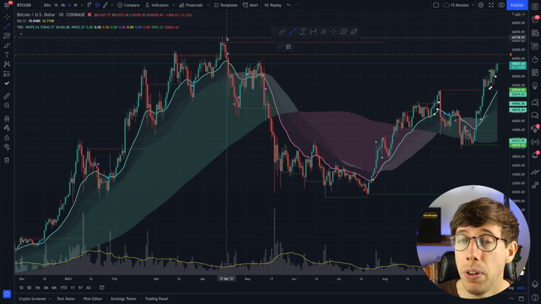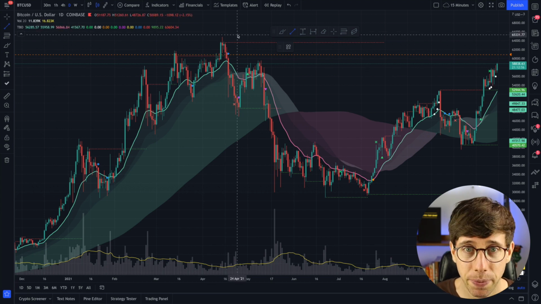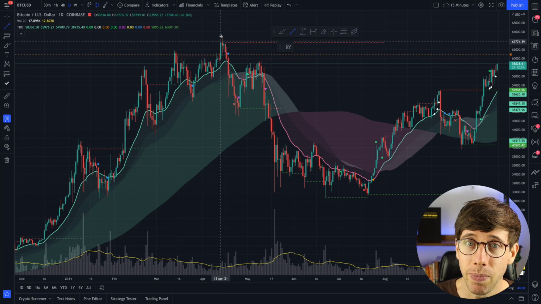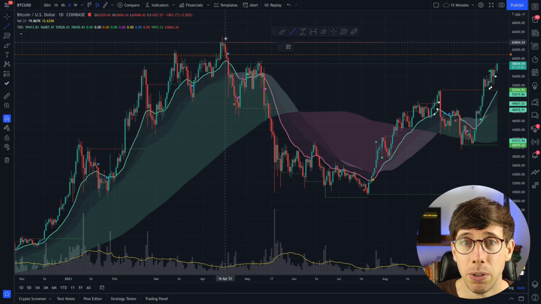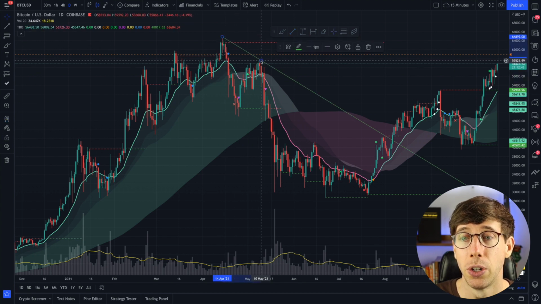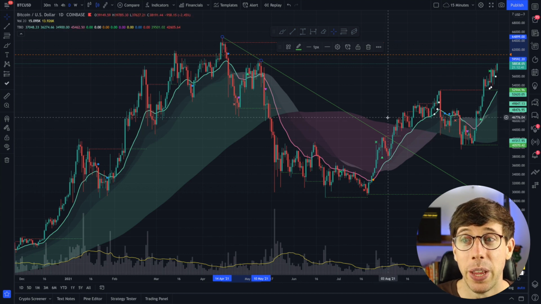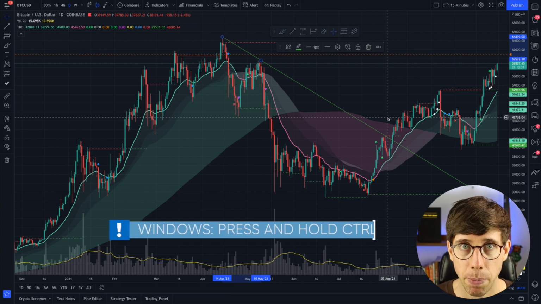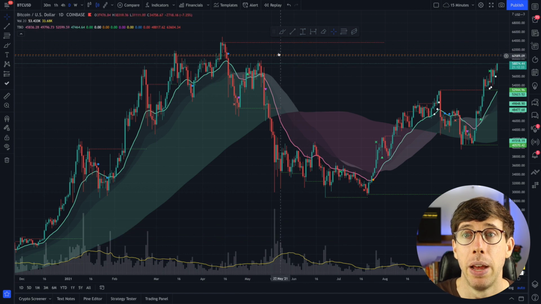Another thing that'll be helpful is the magnet tool. I can press and hold Command on Mac, and it will automatically lock to the open, high, low, close values. So this is really helpful to get accurate chart drawings, to see little things like this. So it's pretty handy to have that tool. I believe with PC, you have to hold down Control to get that same ability.